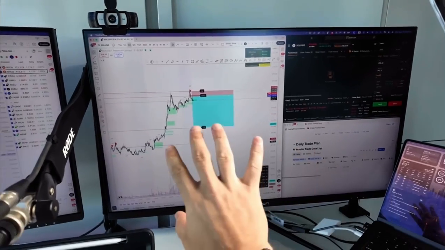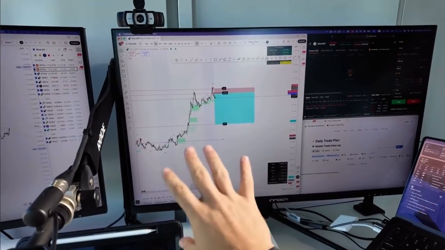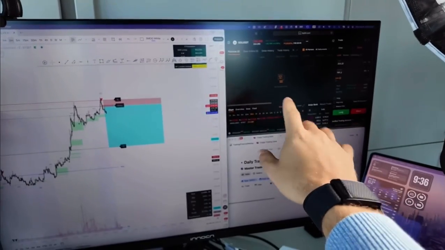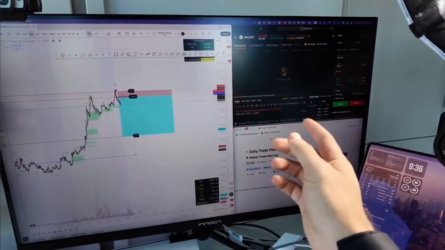I set up my trading desk. You can see right here, this is TradingView. This is where I'm going to be doing all of my analysis and finding my trades. Right here on the right, I have my trade journals. Up here, I have my exchange where I'm actually going to be entering and taking the orders.